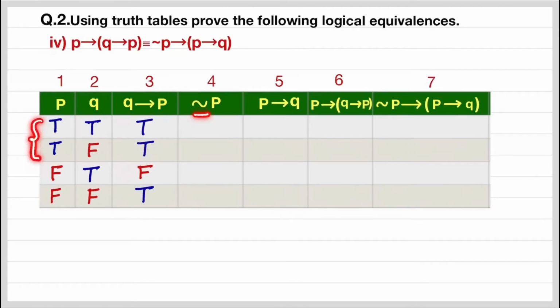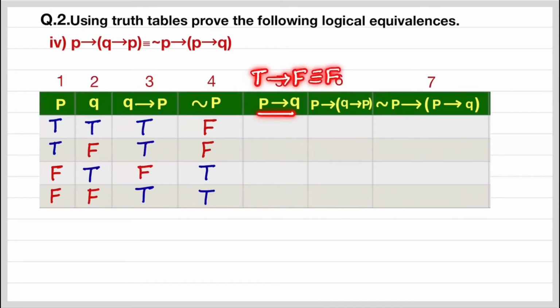Next is negation of P. When a statement is true, its negation is false, and when a statement is false, its negation is true. So 2 false and 2 true. Next column, for the implication: when the first statement is true and the second is false, the implication is false. This condition is satisfied at the second place. The second entry is false and all other entries are true.